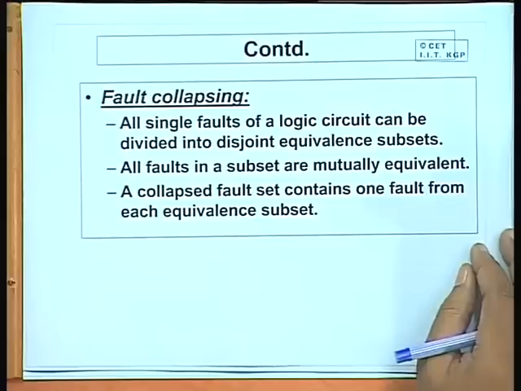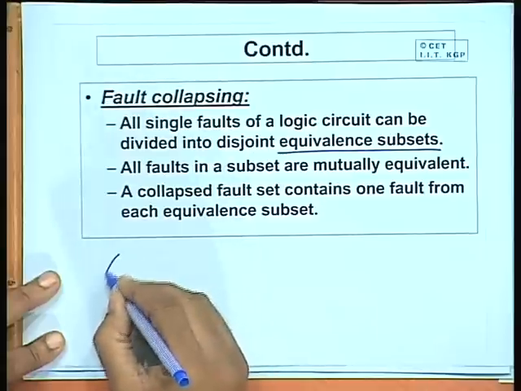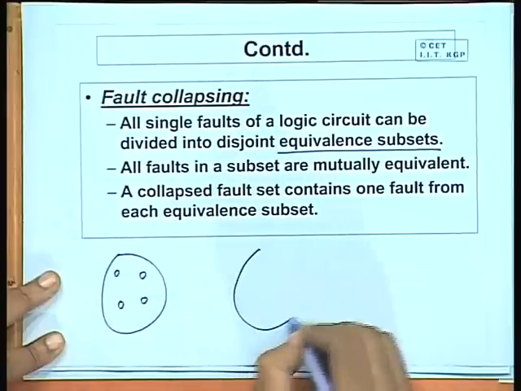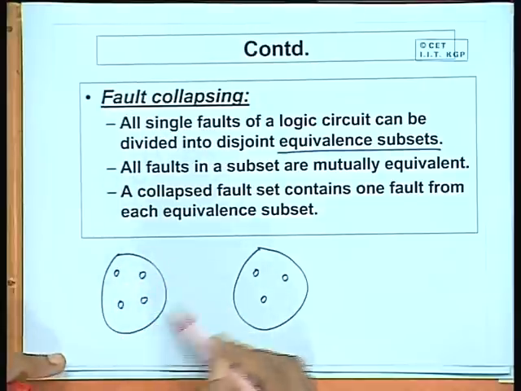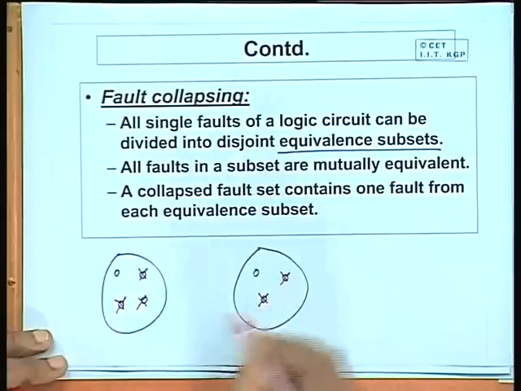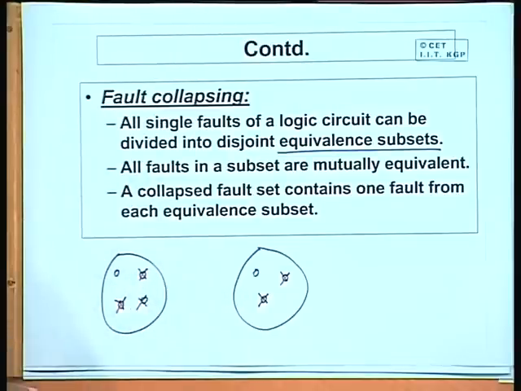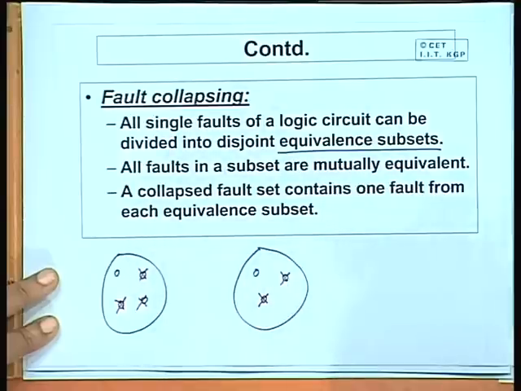Now, fault collapsing says that we have the equivalent subsets. Say we have one subset where, for example, these 4 faults are identical. You can have another subset where there are 3 faults which are identical. Now, you take each of these equivalent subsets, retain one, and delete the others. It means you collapse all the faults that belong to one subset into any one representative member of that subset. So, a collapsed fault set will contain one fault from each equivalent subset.